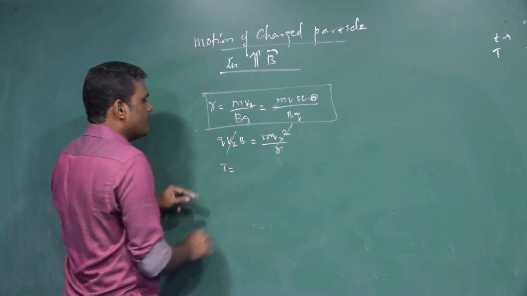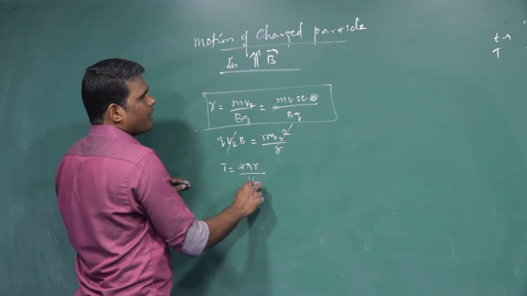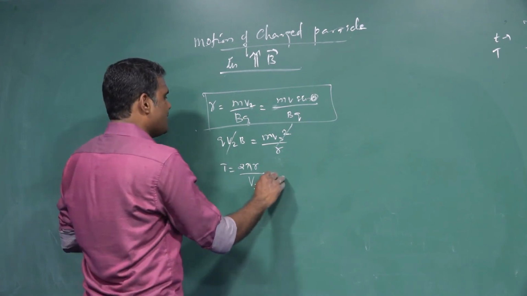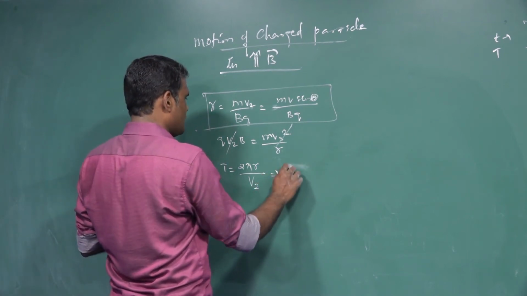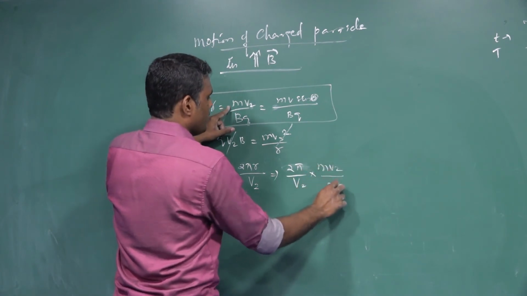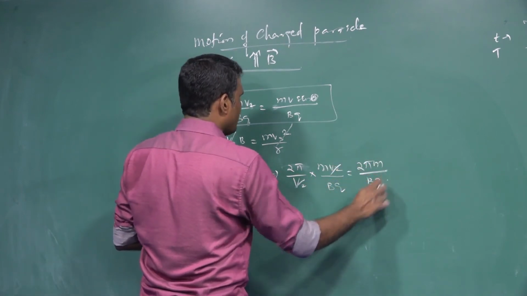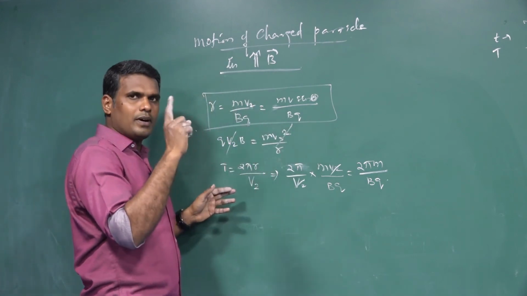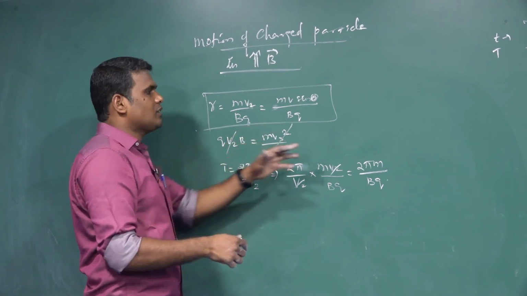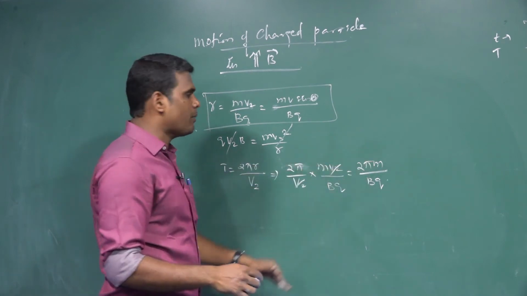Then what is the time period here? As you know, time period is given by the expression T equals 2 pi r divided by v2. What is r here? I can write 2 pi divided by v2 into r, which is mv2 divided by bq. v2 gets cancelled out. So you will get the result 2 pi m divided by bq. Look at the expression. The time period for the charged particle describing a circular path when it moves perpendicular to the magnetic field is also 2 pi m by bq. When it is describing a helical path, then also it is T equals 2 pi m by bq.